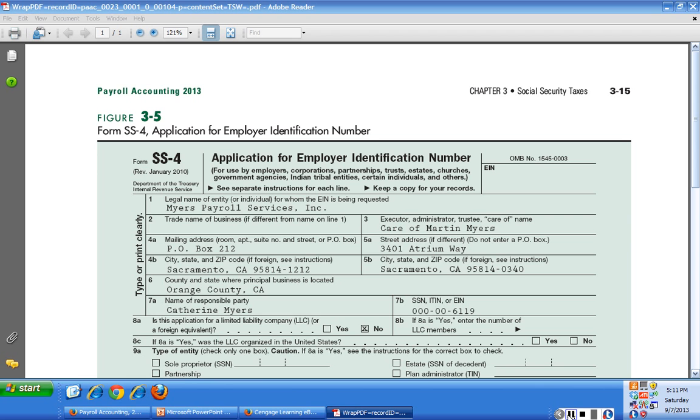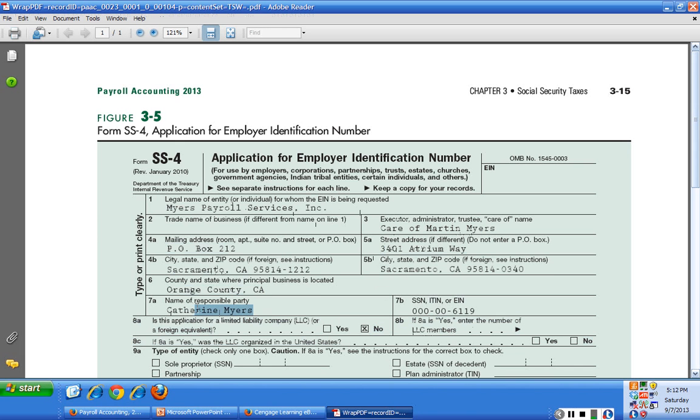Okay, so here we see a copy of this SS-4, and this is a form that you use for all of your interactions with the IRS and Social Security. It is how they identify you, an employer identification number. This particular applicant is a corporation. They're indicating here they're incorporated, but remember down here the name of the responsible party, that personal Social Security number is given in this application.